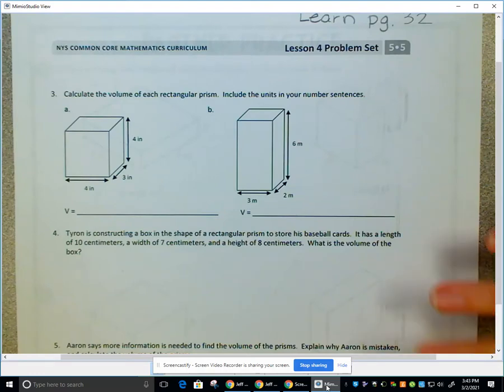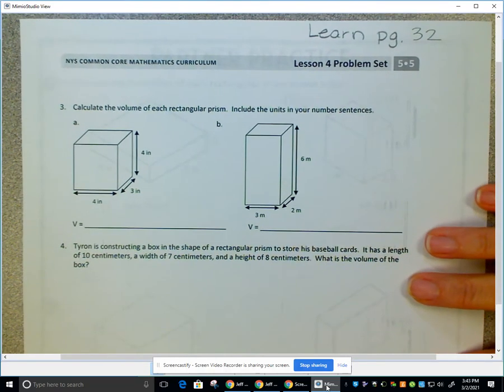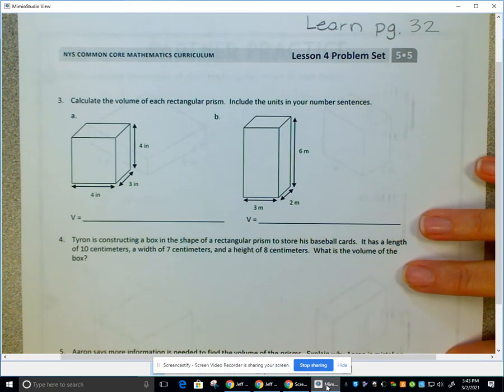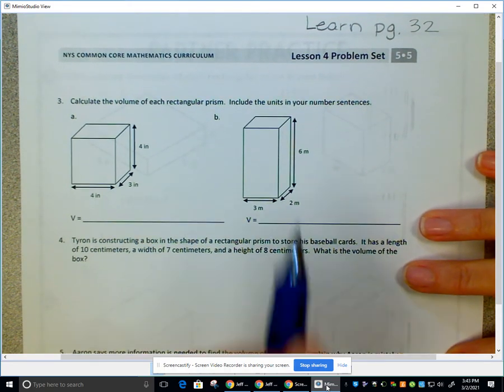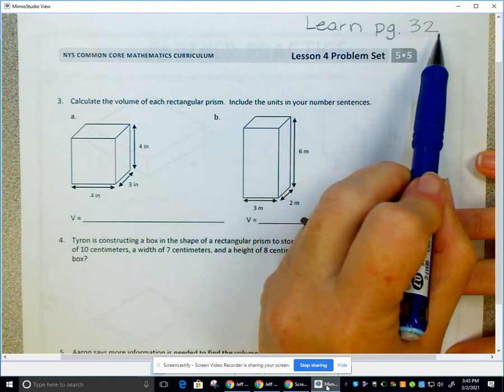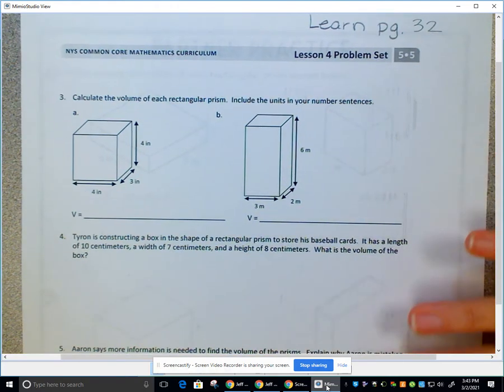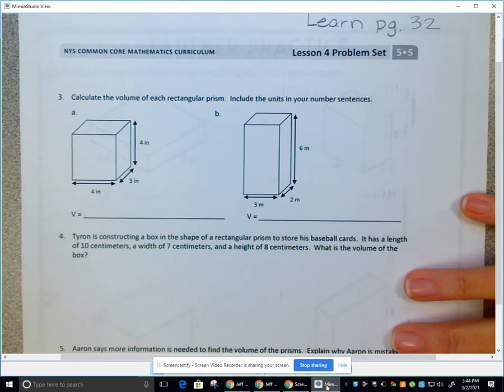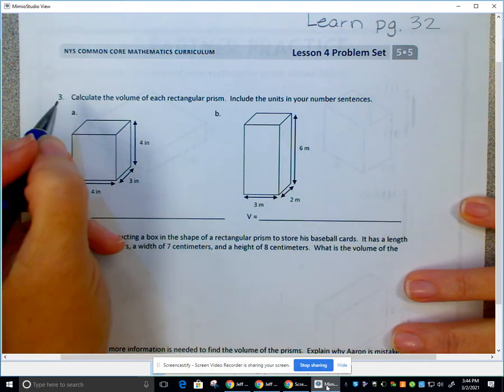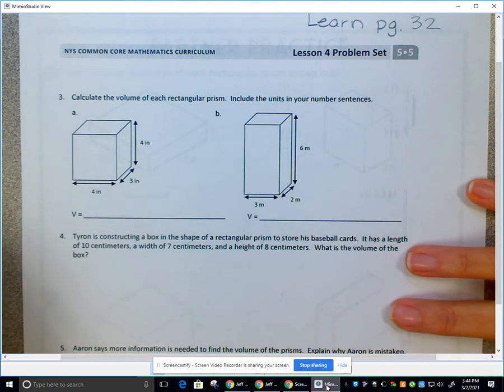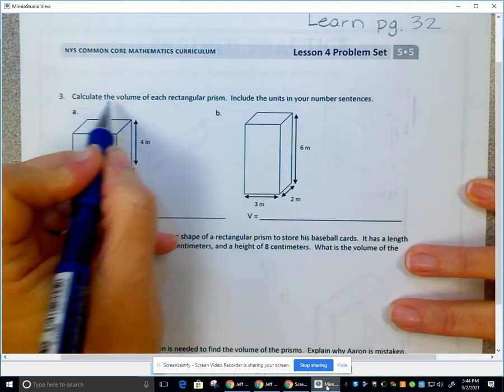Okay, we are continuing with volume, and I need you to open your Learn books, and you want to be on page 32. So, your Learn books, page 32. It's actually the back of the page we worked on previously. And what it says, we're continuing to work with volume, like I said. It says calculate the volume.